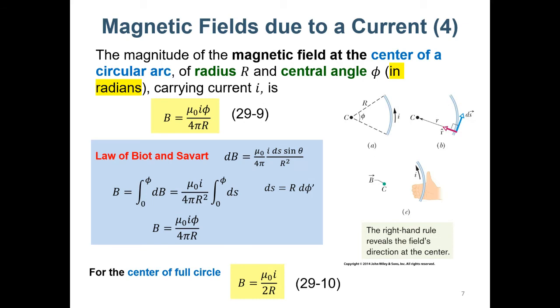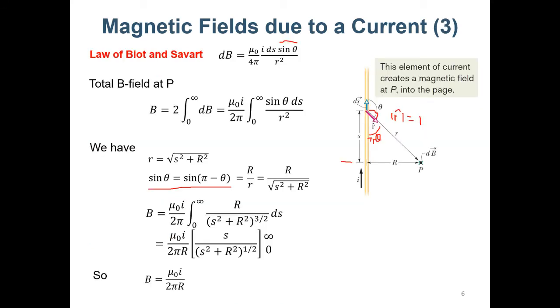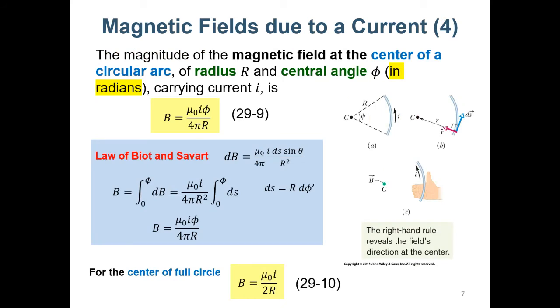So for this case, we consider the magnitude of the magnetic field at the center of a circular arc of radius capital R and central angle phi in radian, carrying current I, is like this. So it is a bit different from that one. So phi is this angle. And it will be mu0 I phi over 4 pi R.